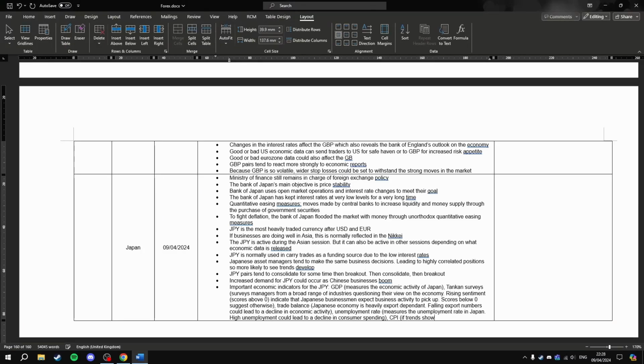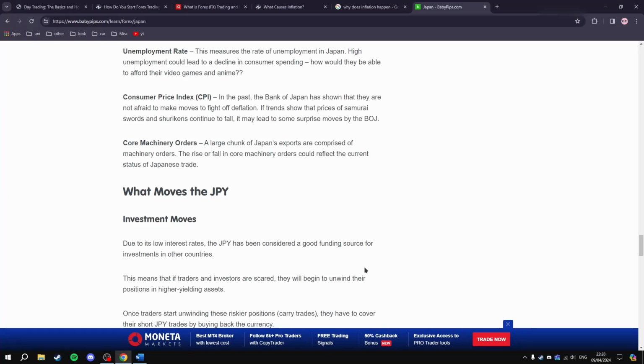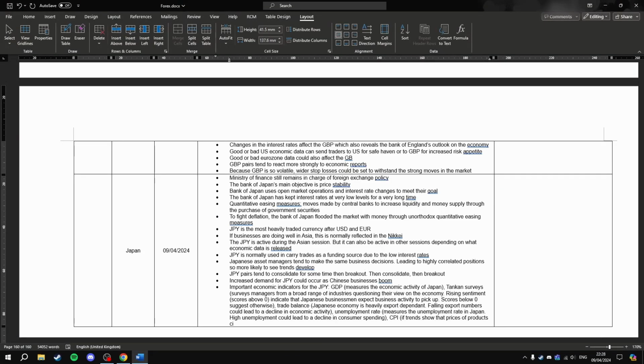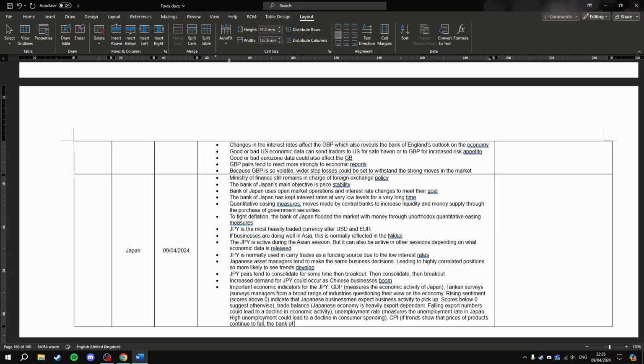If trends show that prices of products continue to fall, the Bank of Japan could step in and make some surprising moves to fight off deflation.